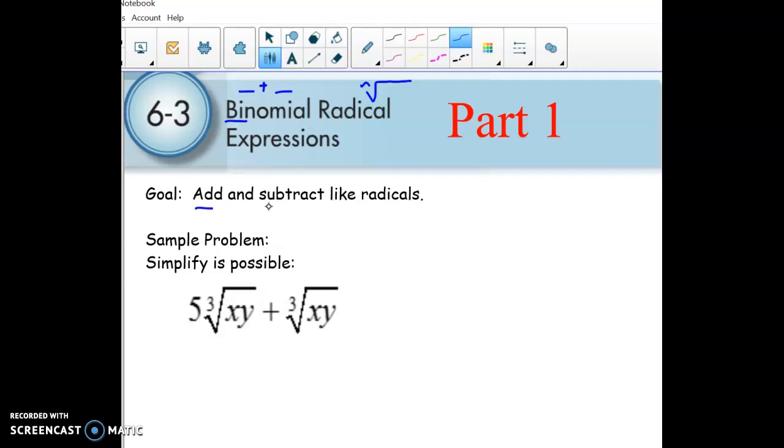So our goal today is going to be add and subtract like radicals. All right, and so really this is no different than adding and subtracting like terms. So if I had 5x plus x, you could hopefully tell me that that is 6x. So in this question down here we have 5 of these things, third root of xy, plus 1 of them. And so we have 6 third roots of xy. So we essentially added those radical expressions together by just combining the coefficients, just like we did in a question like this. All right, so that's what we're working on in section 6.3.